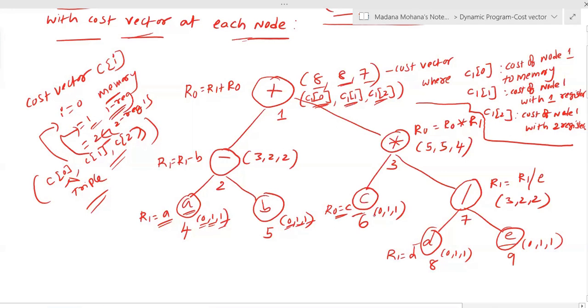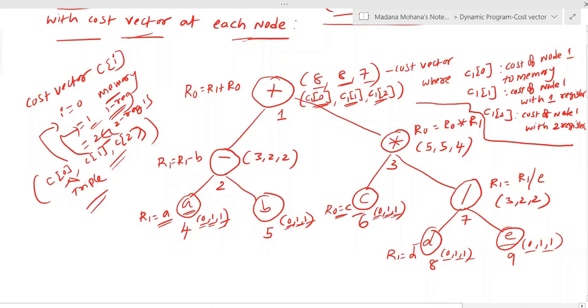So C is already in memory, 0. Then 1 register cost is 1. Out of 2, 1 is considered, cost is 1. Then for D also 0, 1, 1. For E also 0, 1, 1. By default, all leaf nodes, you can take a cost like this, 0, 1, 1.